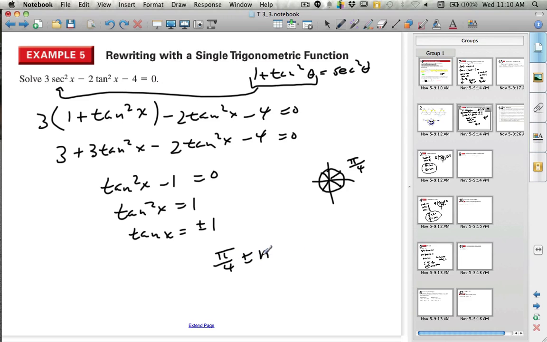So I'm going to have pi over 4 plus or minus n. Now you notice it's not 2 pi n. Oh, I'm sorry, that's not true. So it's going to be pi over 4 plus or minus n pi, because every time I go half a circle, I'll get pi over 4, and then 3 pi over 4 plus or minus n pi will take care of these sets over here, and that will be my solution.